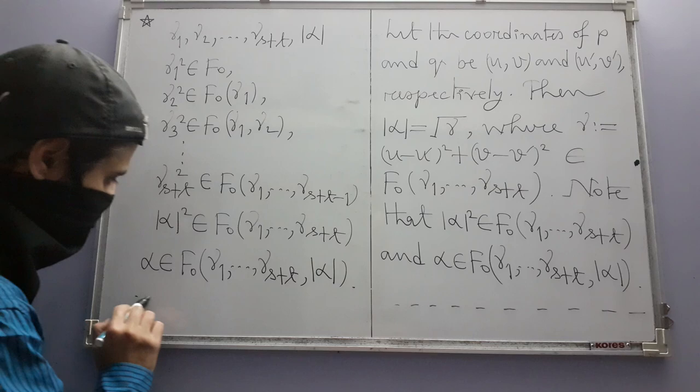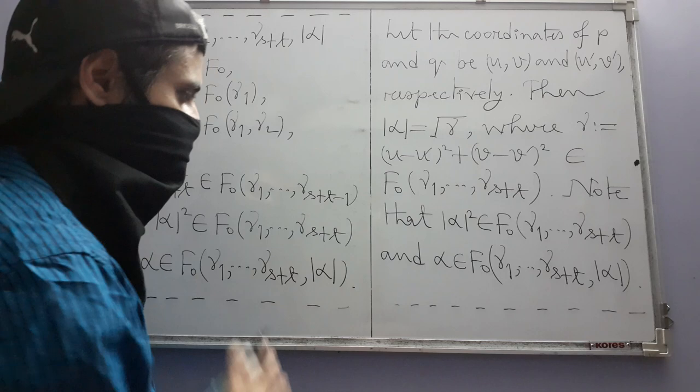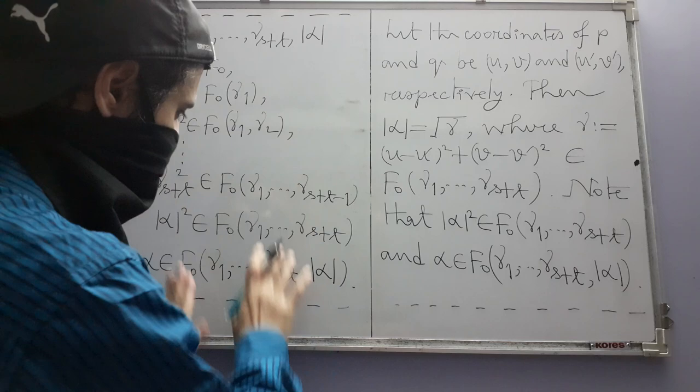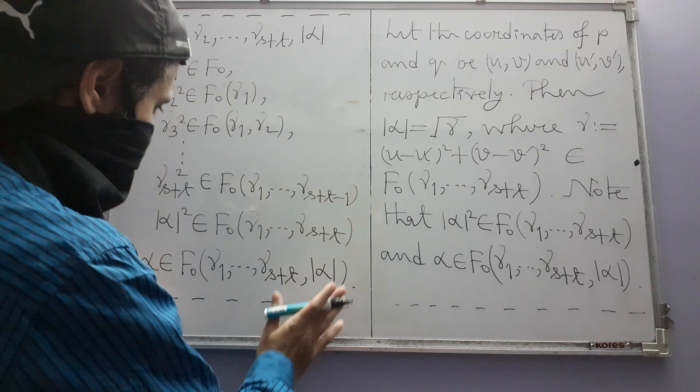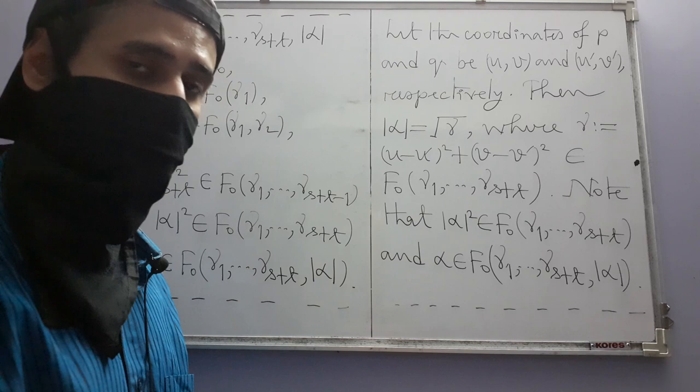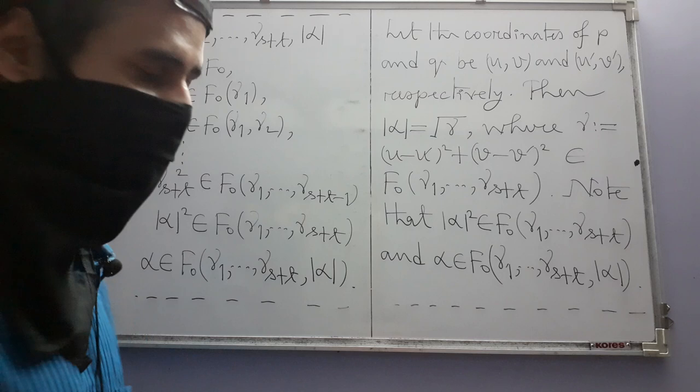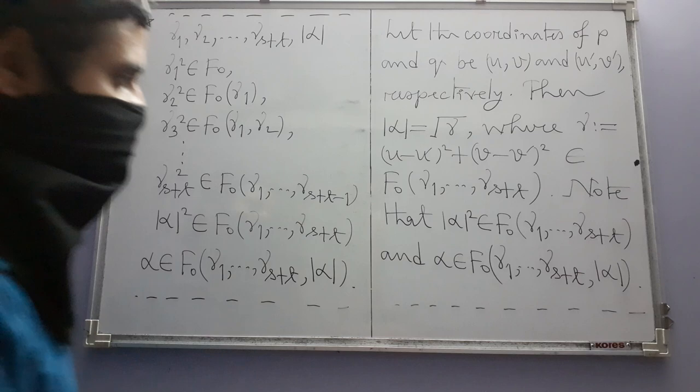So that means one half is over. We have shown that if alpha is constructible, then these conditions must be true, that we will get a set of real numbers that satisfies these conditions. That means these conditions are necessary for alpha to be constructible. But now we have to prove that it is sufficient also. So now we need to prove the converse part.